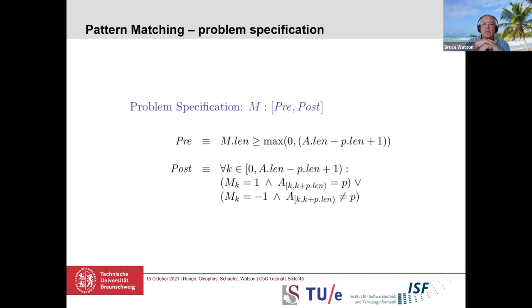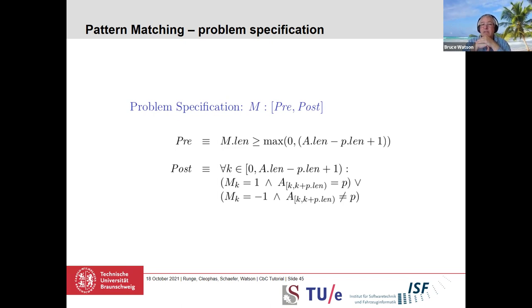So in this particular case, the quantification says that for all valid indexes K, at which we could actually even bother to make a match attempt, and those valid indexes go from zero all the way up to A.len minus P.len plus one, not inclusive. So don't forget it has that round parenthesis at the end there. That indicates it's not inclusive on the right side. But for all valid indexes where we might want to make a match attempt, in the case that there is a valid match, so that's the first disjunct, the second last line, in other words, P is equal to that stretch of letters starting at K, then M sub K is equal to one.